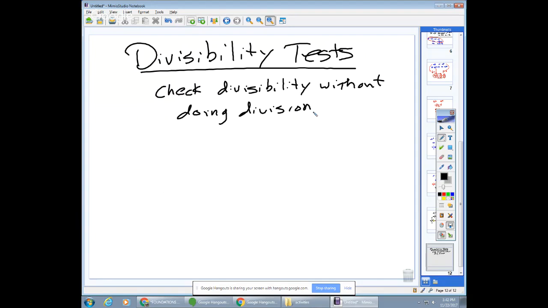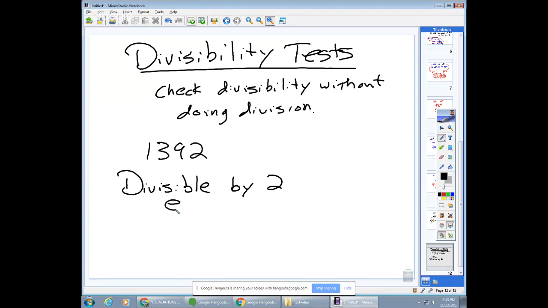Okay. So, for example, is 1,392 divisible by 2? Yes. You didn't divide, did you? Okay, so we have a quick test on that one. So how can I tell if something is divisible by 2? It ends in an even number, okay? One question about that. What does it mean to be even?